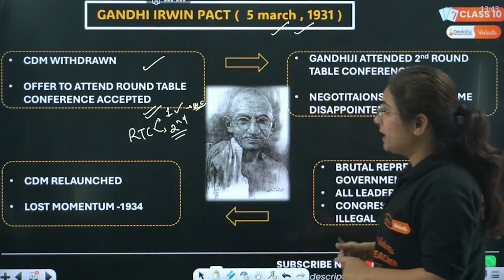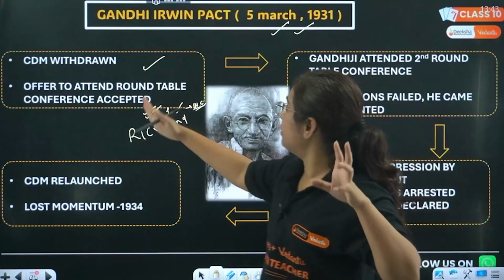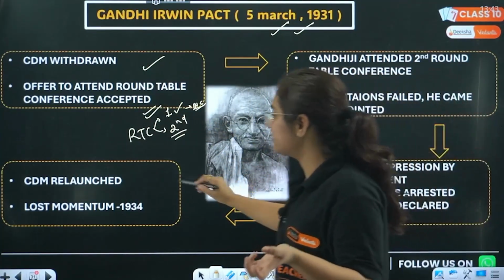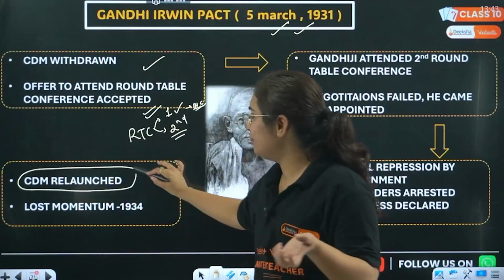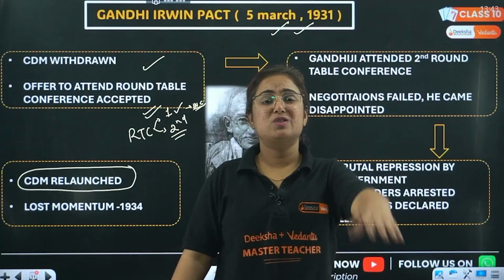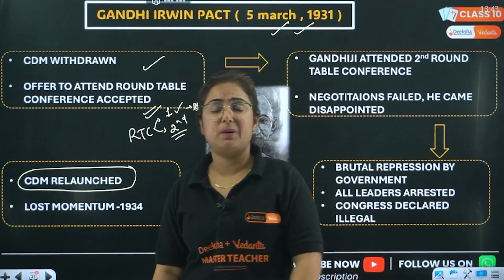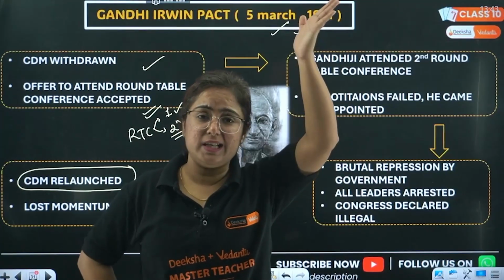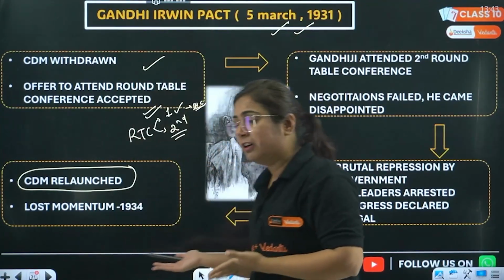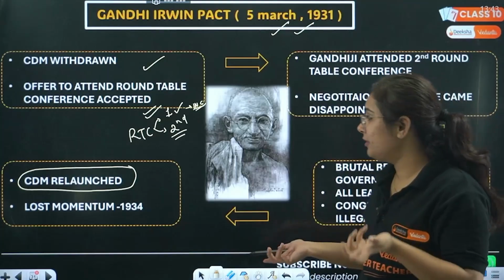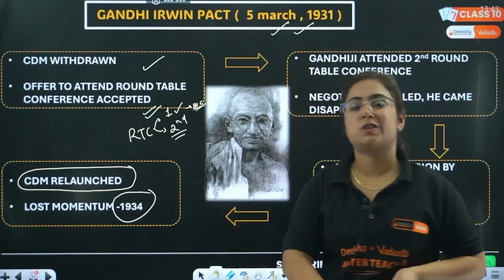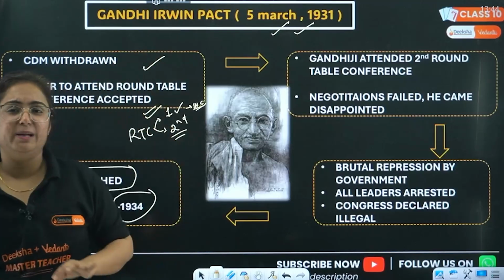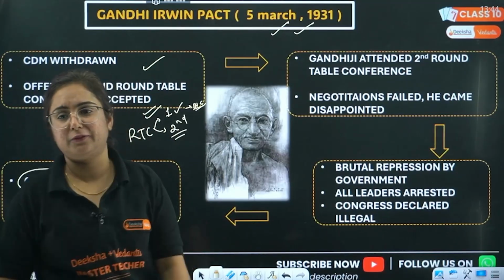What happened? So he offered to attend the Round Table Conference. He did. Negative impact. He came back and relaunched the CDM movement. What do you think? People were exhausted. People were participating in CDM since 1930. And it is 1932 somewhere, 33 somewhere, and the momentum was lost. And that CDM 2.0 was also stopped or withdrawn after that.